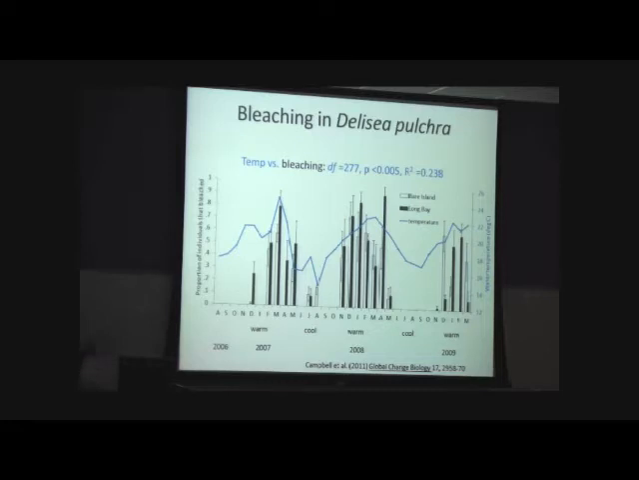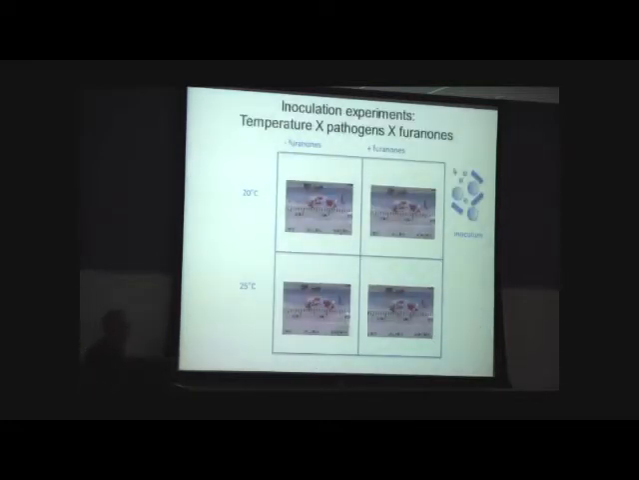So what we did to initially address the effects of temperature on the system was to take it back into the lab and do a series of inoculation experiments where we cultured up bacteria from the surface of Delisea and then added them back to either Furanone minus or Furanone plus plants at two temperatures: one towards the lower range that these plants see in the field in summer, and one towards the higher range.